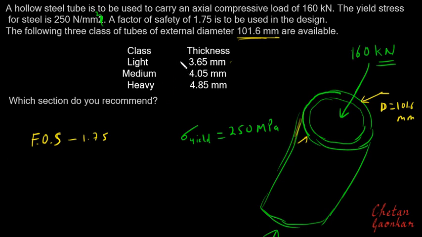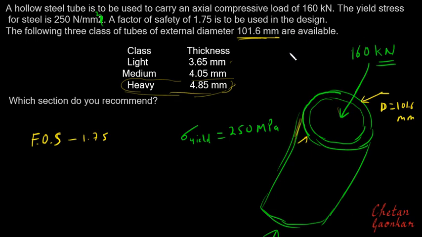Now we just cannot blindly suggest him to consider this heavy tube. It may be over designed to withstand this 160 kilonewton. In that case, he will have to spend more on this tube, since the thickness is more, the material will be more, and it will become more expensive to buy this tube. And also we cannot just suggest randomly to use light or medium, because they might fail under this applied load. So we will have to have a proper design approach in order to suggest which class of tube he will have to consider to satisfy all these criteria.